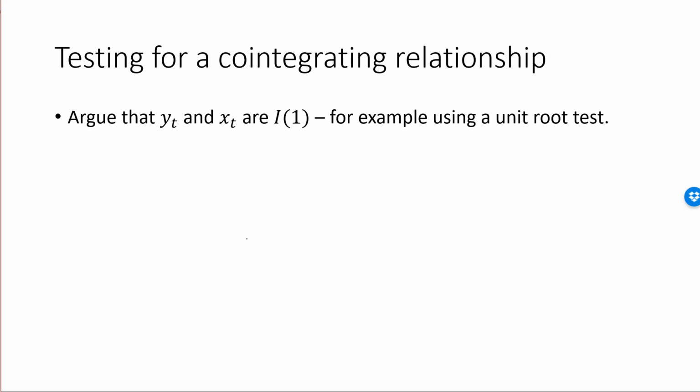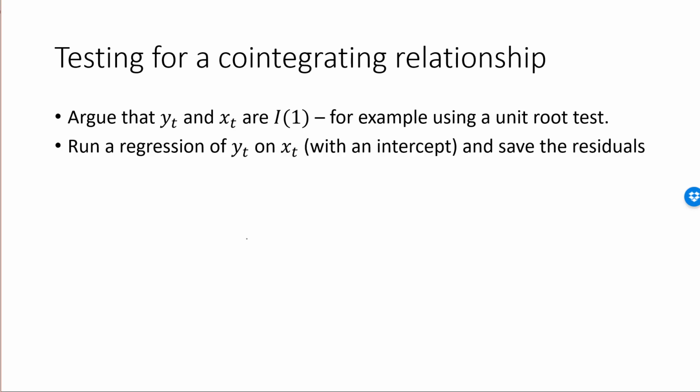Otherwise, the whole concept of cointegration is moot. The most common way of doing that is by doing the unit root tests. You should not be able to reject the null of a unit root in levels, but you should be able to reject the unit root in first differences. Then we run a regression of y on x. We typically include an intercept, and then we save the residuals. xt and yt are then cointegrated if these residuals are stationary.